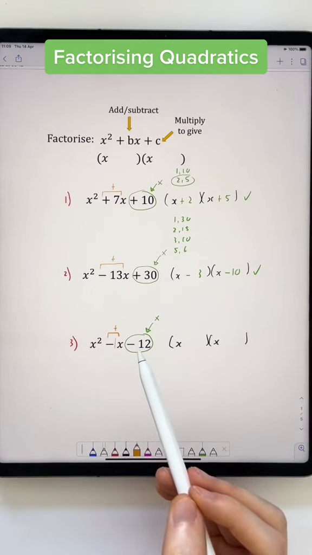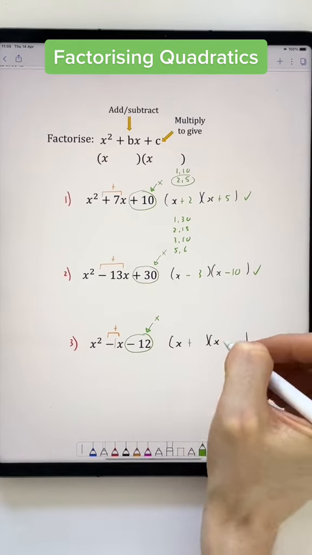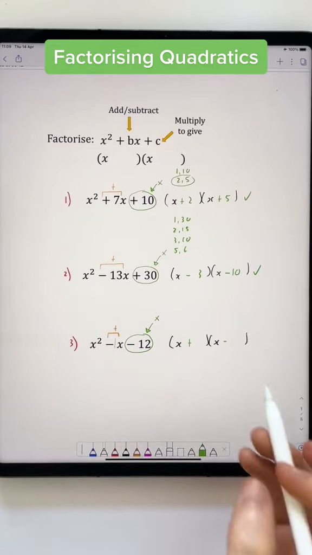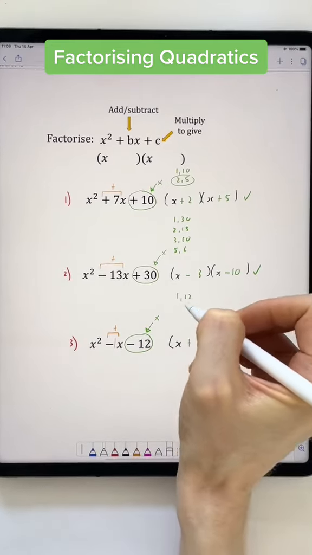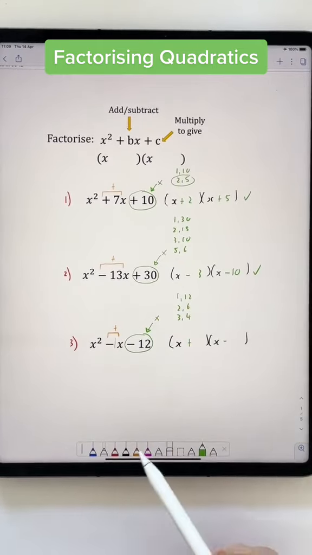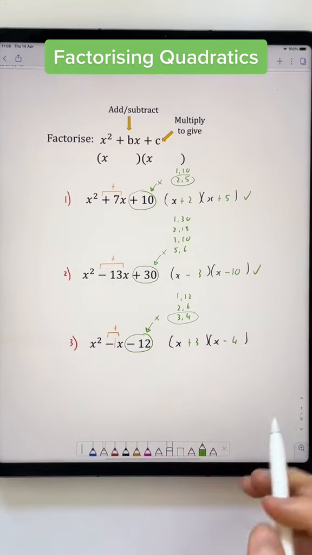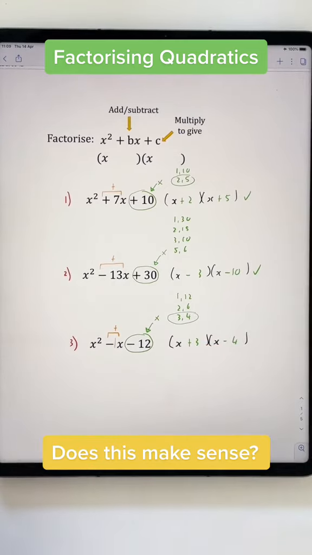If our constant is negative, the only way to get a negative when multiplying is to have one positive and one negative. Listing out the factors of 12, we have 1 and 12, 2 and 6, and 3 and 4. The only pair that multiply to give us negative 12 and add together to give us negative 1 is going to be plus 3 and negative 4. In this case, the plus has to be with the 3 and the negative has to be with the 4.